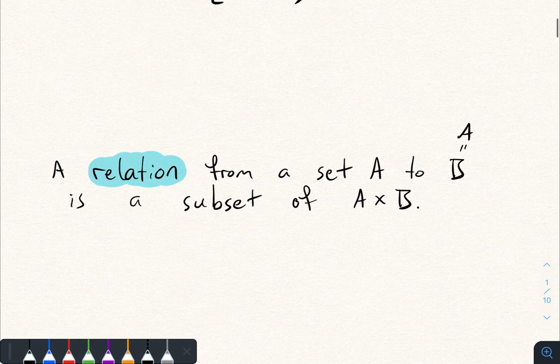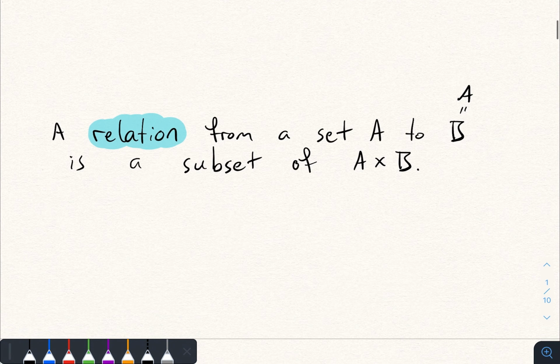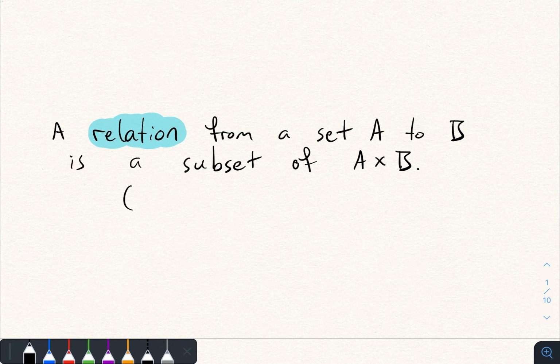So generally, a relation from one set to another set, where the second set may possibly be equal to the first set, we formally would say is just a subset of the Cartesian product A cross B. Basically what that means is that elements of your relation are ordered pairs of things in A and things in B.